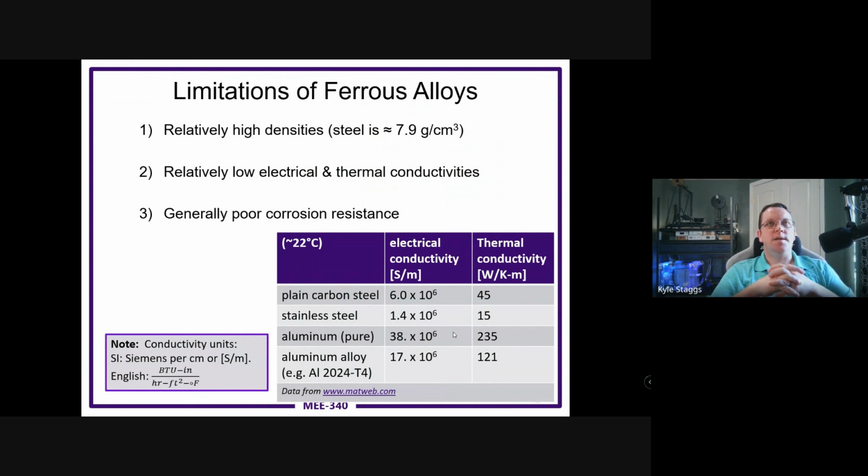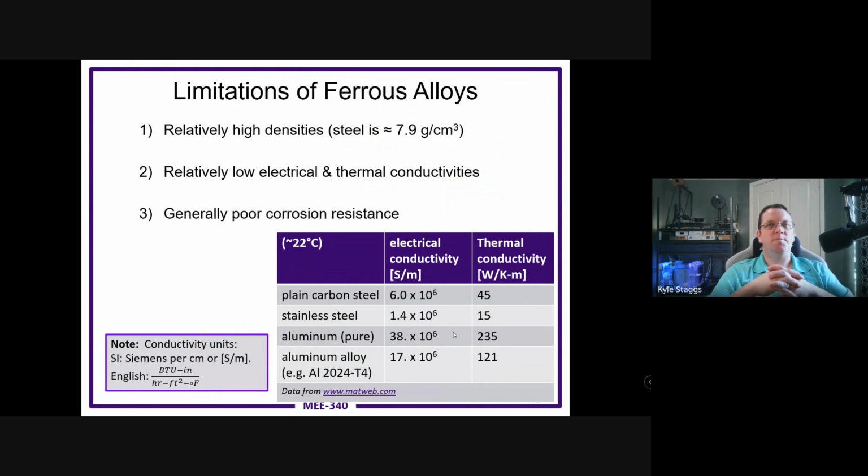The steel is pretty high in terms of density. A lot of the ferrous alloys are going to be in this category, so steel being one of those. The low electrical and thermal conductivities, yes, steel does conduct, but there's a reason why we don't use steel wire, for instance, typically for conducting. It's very low electrical conductance, so it really doesn't help.